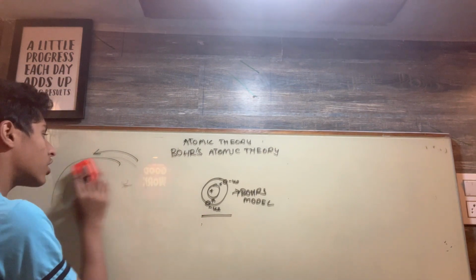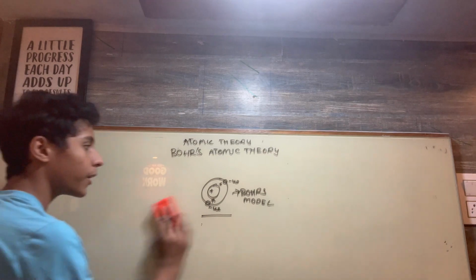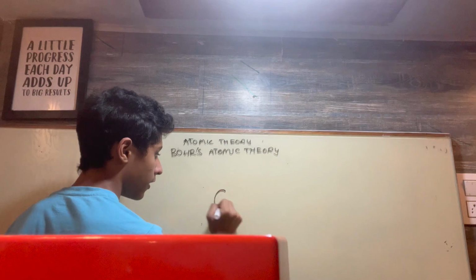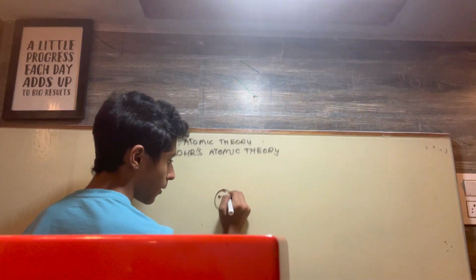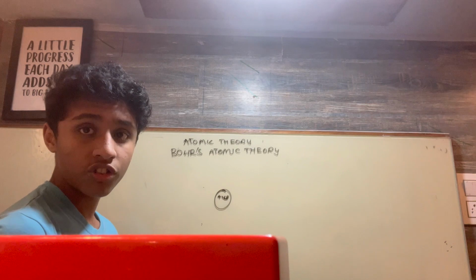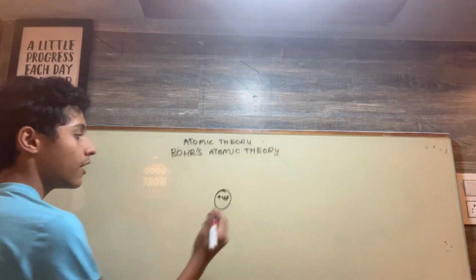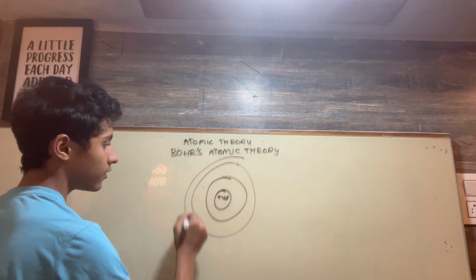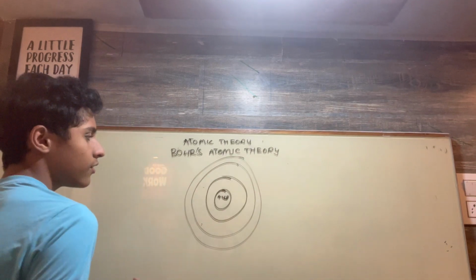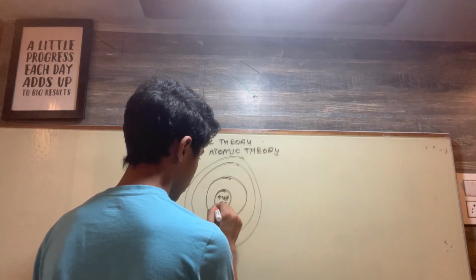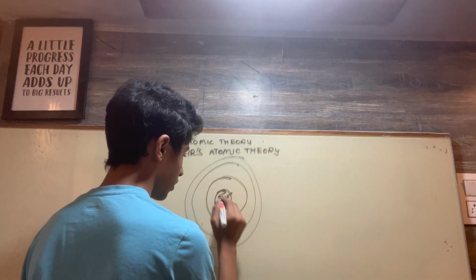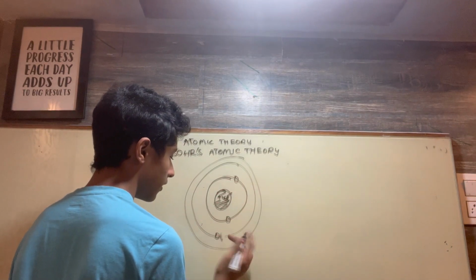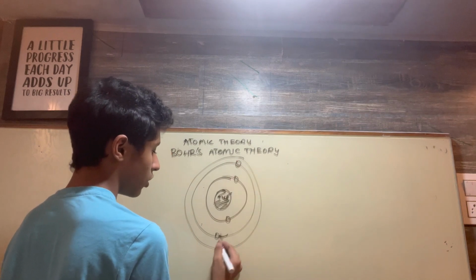Now I want to draw Bohr's proper atomic model. First, the nucleus. I'm just going to represent it with the positively charged side. Then we've got the first orbit, the second orbit, the third orbit, and the fourth one. I'll shade the nucleus so it's easier to see. This is the first orbit with 2 electrons, the second orbit, and then the third orbit.